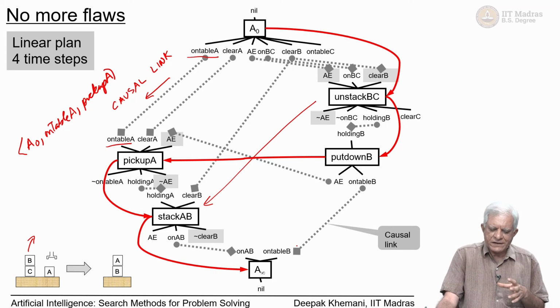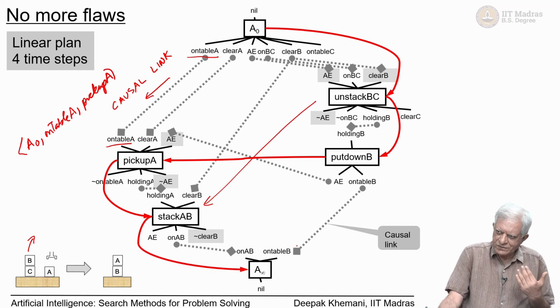So, first we found that these are the 4 actions that we need to remove all open goals. Then we found that there were 3 threats in the possible ordering of these actions, and we said that this is the ordering that you need in which all the threats are resolved.